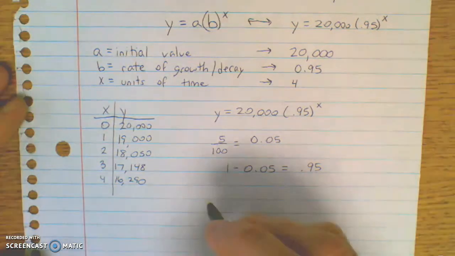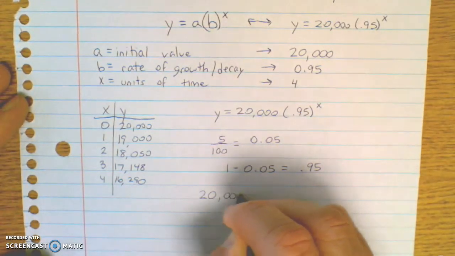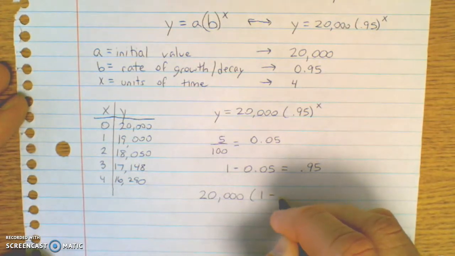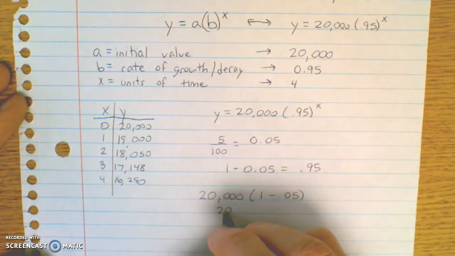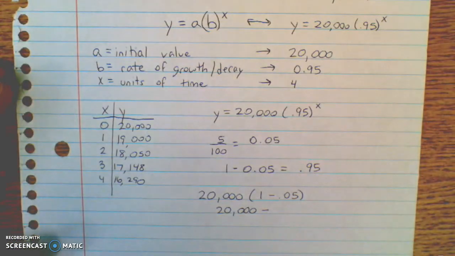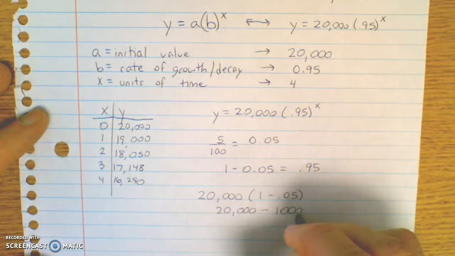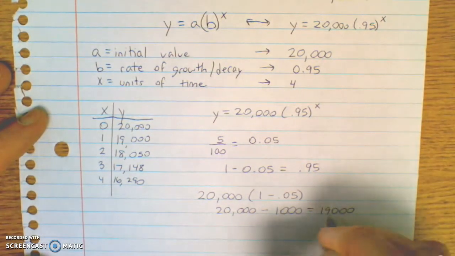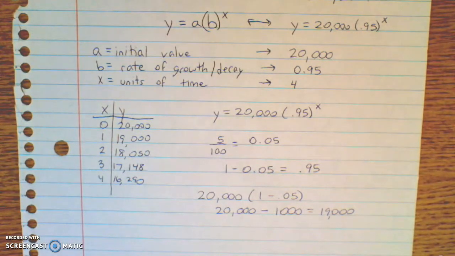And to show that, think about what we did yesterday. Start with your initial value, and then multiply it by 1 minus 0.05. 20,000 times 1 is 20,000. 20,000 times 0.05 is 1,000. So when you subtract them, you get 19,000. So that's where that 19,000 came from. So when you're dealing with decay, you subtract from 1, whereas before when we had growth, we added our rate with 1.